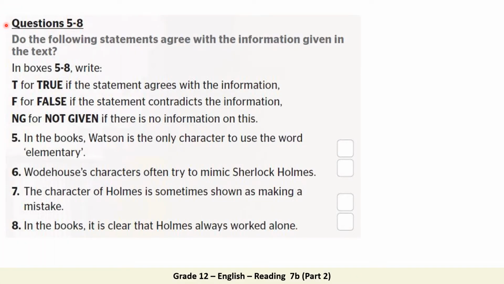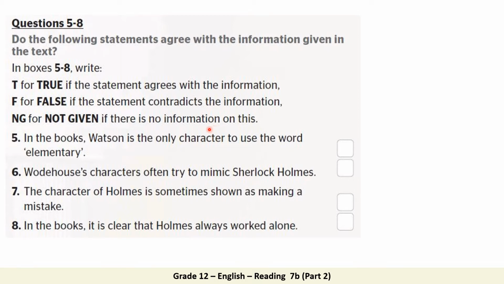Well, moving on to a new set of questions. Do the following statements agree with the information given in the text? Write T for true if the statement agrees with the information. Write F for false if the statement contradicts, is not the same as the information in the text. Write NG for not given if there is no information on this statement in the text.